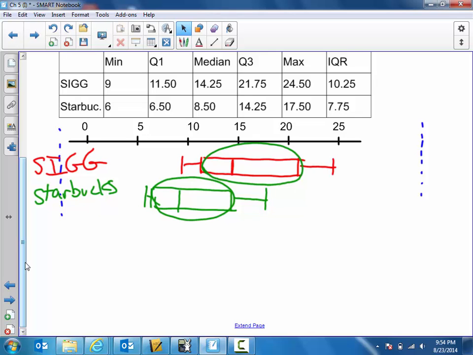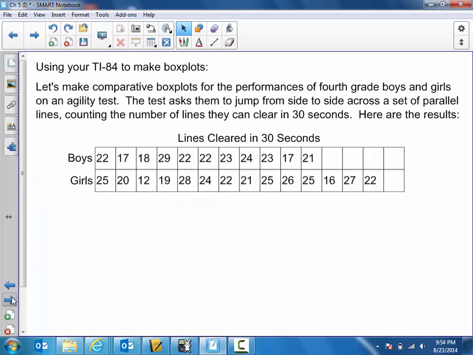All right, so you can compare shape, center, and spread with the box plots. We did center, spread a little bit with the interquartile range. I'm going to stop right there. If you want to talk further about shape, center, and spread with box plots, we can in class. This video is getting long enough as is.